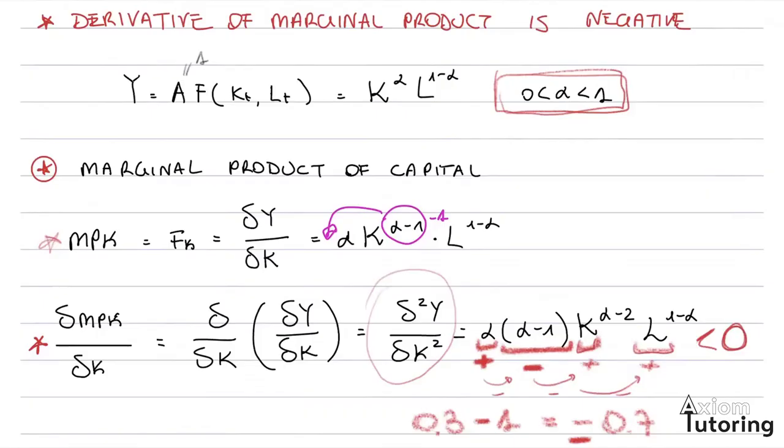Hence, it's as if we're saying that the slope of the marginal product of capital with respect to k is negative. Or in other words, the marginal product of capital decreases as capital increases, which is exactly what diminishing marginal product of capital means.